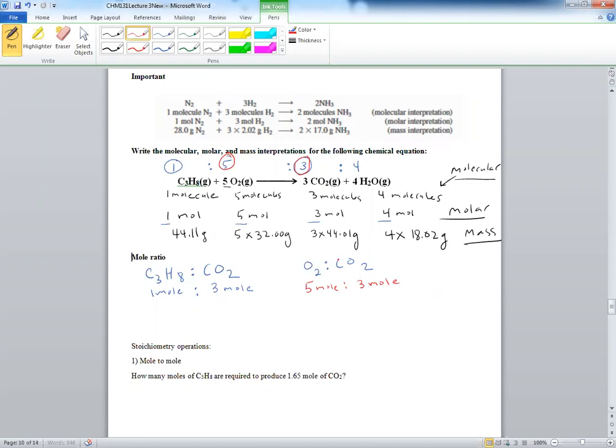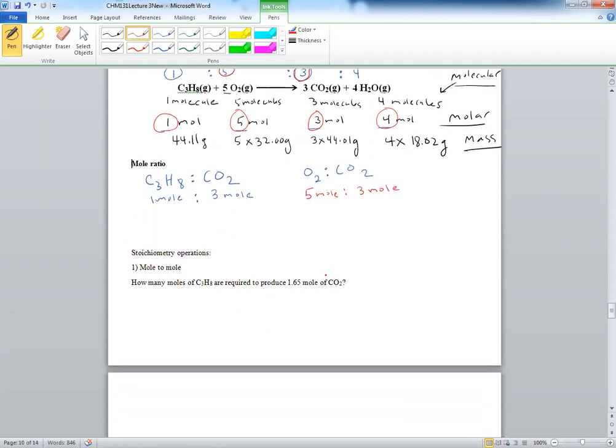It is important that we're able to get this number, and again, you get it from these numbers on the top, and again, they are written over here as well. You also have some information here. So let's look at the stoichiometry operations.